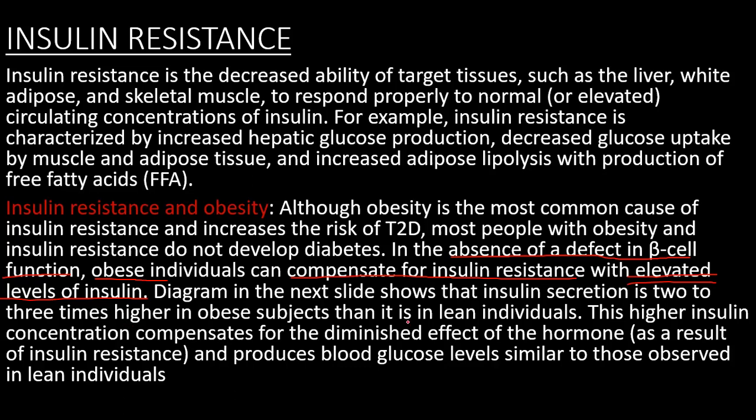And in that diagram, you'll see that insulin secretion in obese patients is up to 3 times higher than in lean individuals. This higher insulin concentration usually compensates for the diminished effect of the hormone as a result of the insulin resistance. And that high insulin will produce glucose levels similar to those of normal individuals. Okay, let me show you that right away.